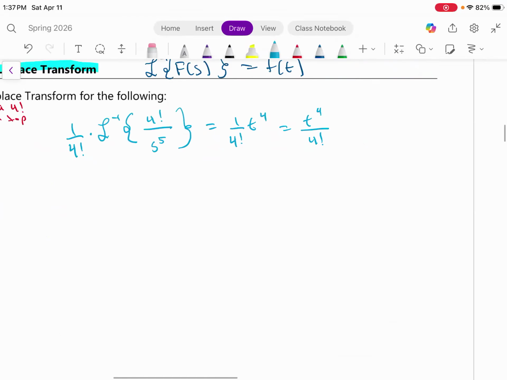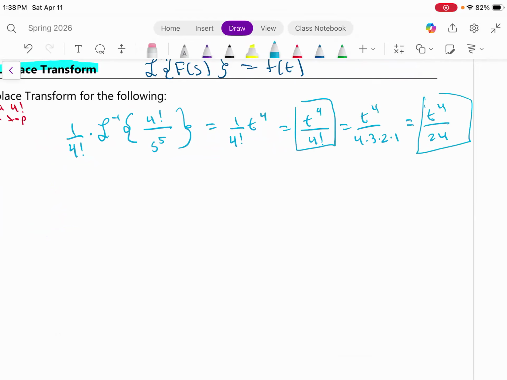And if you're curious about what 4 factorial is, it's 4 times 3 times 2 times 1. So 4 times 3 is 12, 12 times 2 is 24, 24 times 1 is 24. So you could say t to the fourth over 24, but either of these is correct. You could leave it as 4 factorial, it is not a big deal.